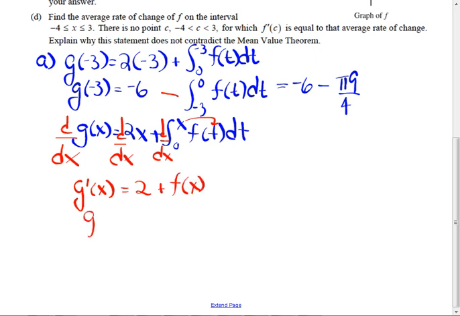So I want g prime of -3, which is 2 plus f of -3. It's clear what my intention is. The S symbol with the dt means find the antiderivative of whatever function's in there. So it's a symbol. It's like adding 2 and 3, 2 plus 3, and you get 5, right? The plus symbol went away.